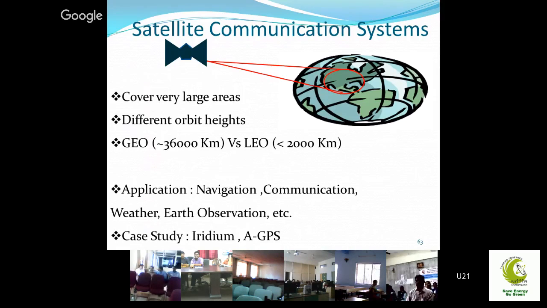Another interesting technology is satellite communication systems. Satellites can cover very large areas, and satellites can have different orbit heights. For example, we can have GEOs, LEOs, or MEOs. GEO stands for geosynchronous or geostationary satellites. LEO stands for low Earth orbit satellites. GEO satellites are those which have the same time period as the rotation of Earth. Geostationary satellites are geosynchronous satellites on the equatorial plane, so that they remain stationary compared to a particular location on Earth.